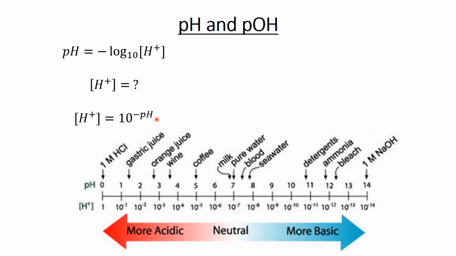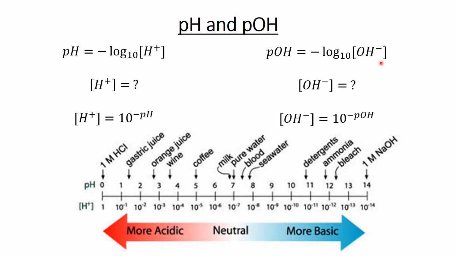I also have something called pOH. pOH is the negative log of the OH minus concentration. So that's the mirror image of the H plus concentration. So my OH minus concentration is just equal to 10 to the negative pOH. And this is the same deal as the pH, except we're measuring OH minus rather than H plus.